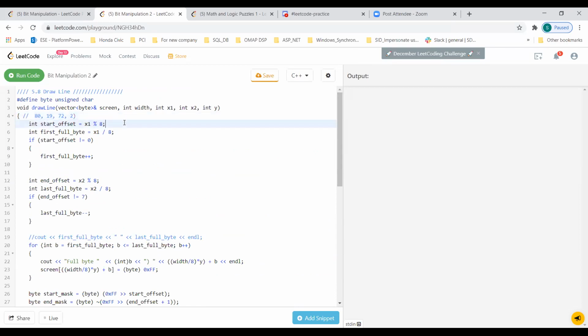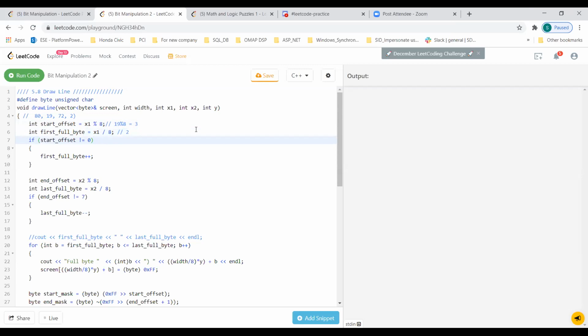this is my x1, 19. So 19 modulo 8 will be how much? 11? No, modulo 8, right? 8 times 2 is 16, so it will be 3. Yes, I agree. So this will be 3. And now if I divide x1 by 8, it will be 16, right? Okay, so this will be my first full byte.